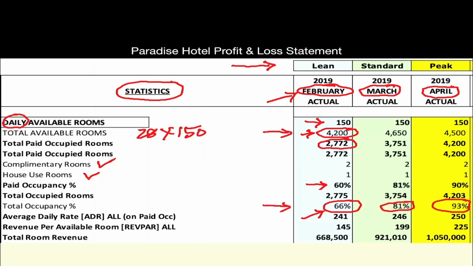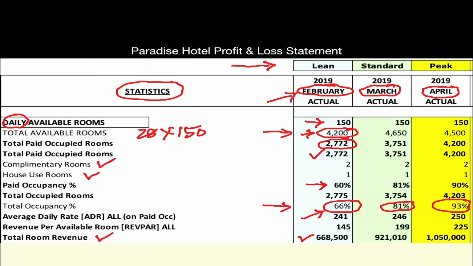So if you see, the total room revenue shown here is actually generated by the total paid occupied rooms. A hotel occupancy rate we saw earlier is like the oxygen tank, right? And if you shut the valve, as in if you don't have occupancy, then your hotel revenue is going to be zero or close to zero.